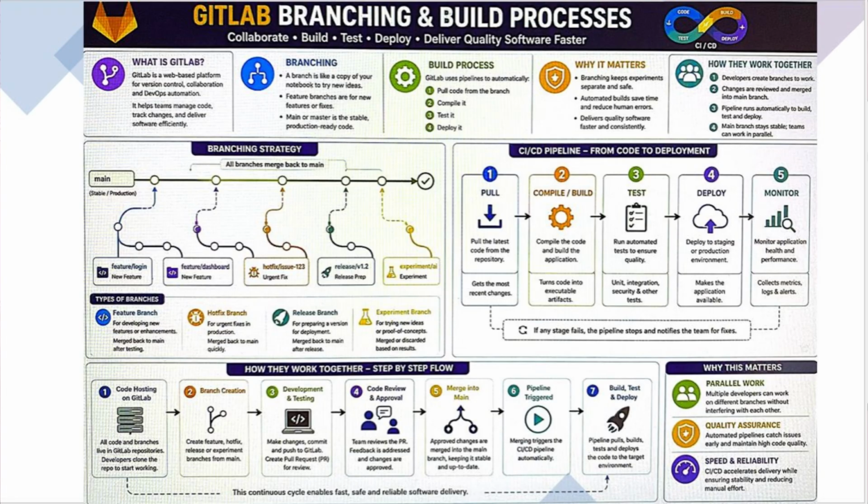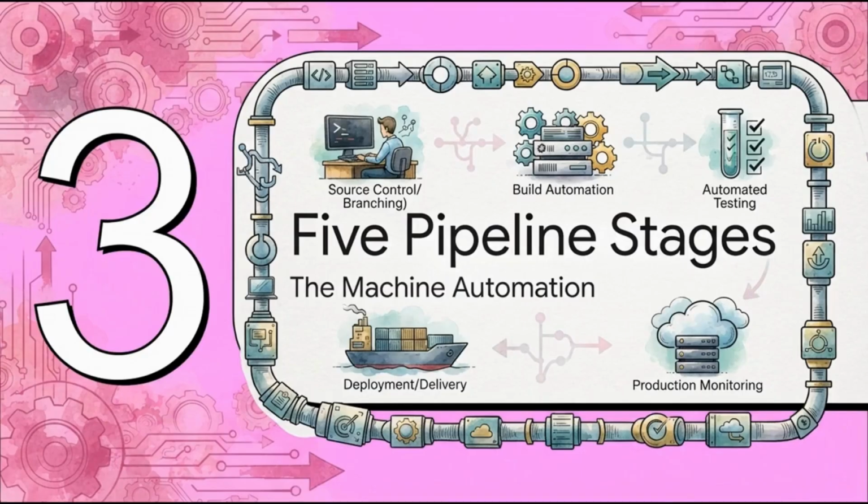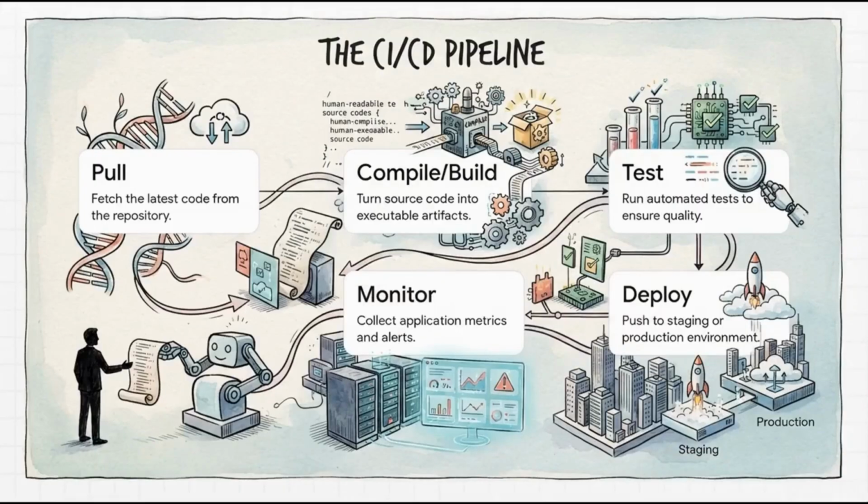All right, let's switch gears to part 3, the 5 pipeline stages. Okay, so the humans have successfully written and merged their code. Now let's hand it over to the machine side of the system and see what happens next. This is your CI/CD pipeline, which stands for continuous integration and continuous deployment. We can break this down into 5 really clear stages, and honestly, it's pretty fascinating to see what each one actually accomplishes. Let's walk through them in order. Stage 1 is pull.